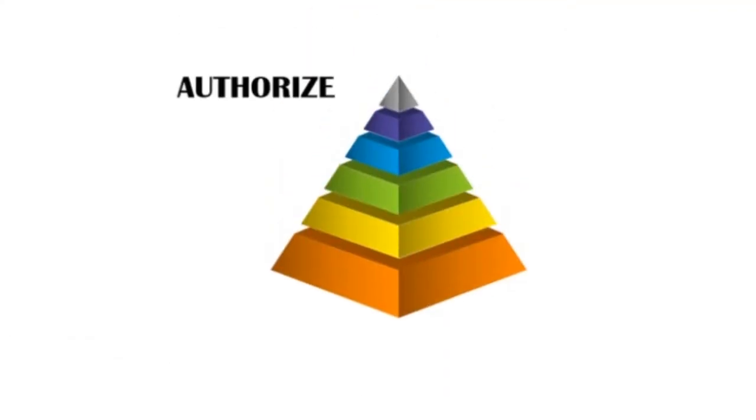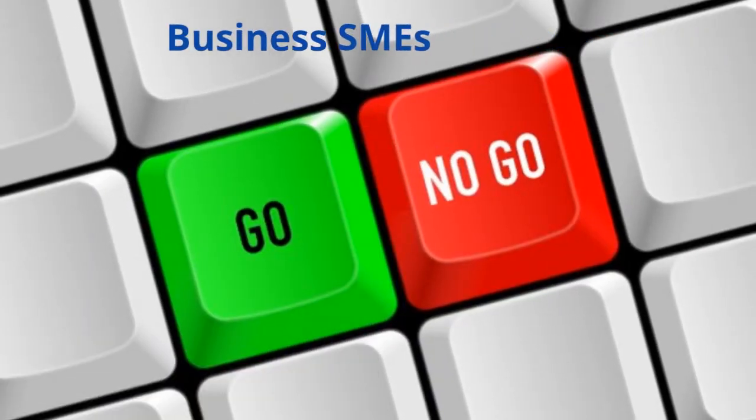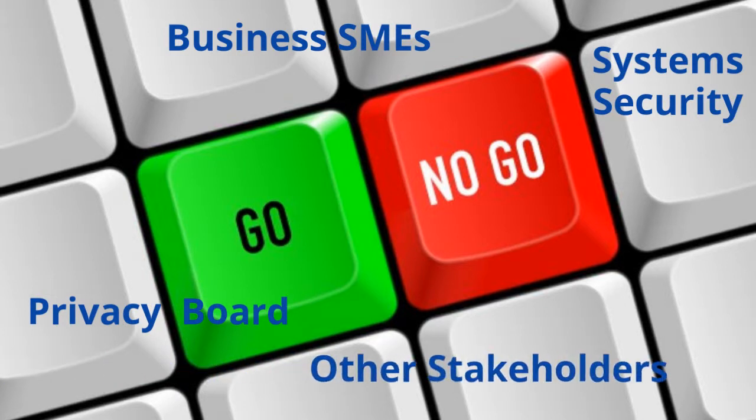The sixth step is authorize. This step provides a go or no-go signal. This is a very critical step to make a decision based on the assessment. The business SMEs, System Security and Privacy Board, and all stakeholders need to assess each and every risk or vulnerabilities that came out of the assessment. Then make a decision whether a system can go live and what risk factors there will be with go live.